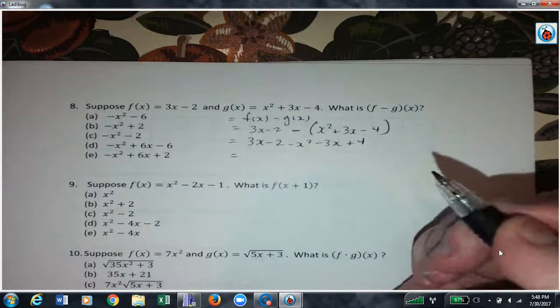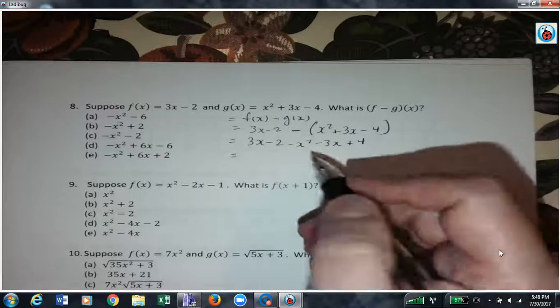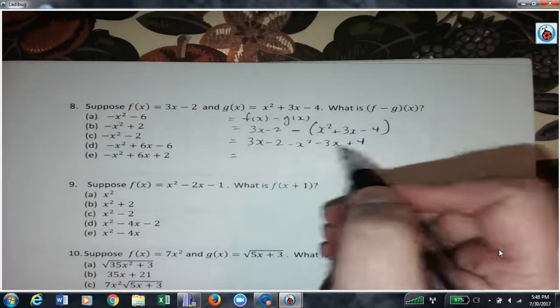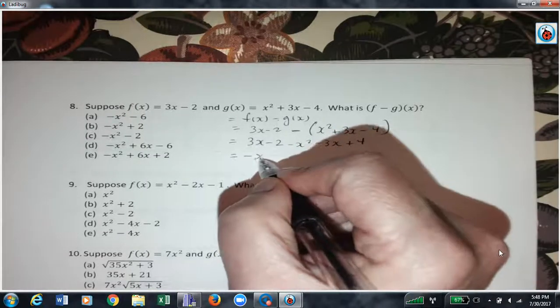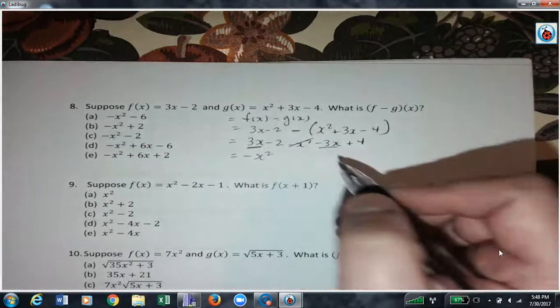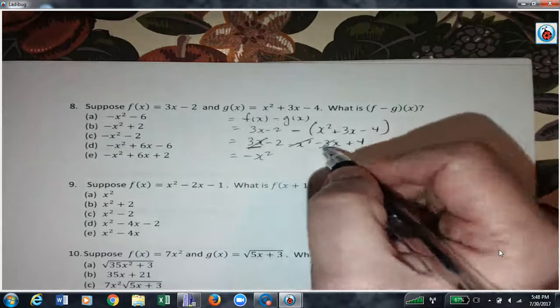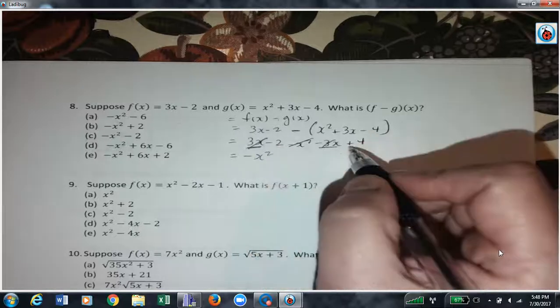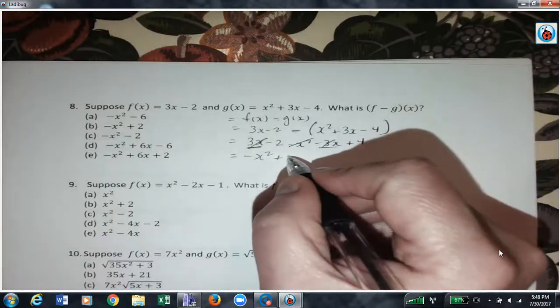Now, I like to write this with the highest powers of x first. So I have an x squared here, but nowhere else. So negative x squared. Then I have a 3x minus 3x. They cancel each other out. Then I have a negative 2 plus 4, which gives me positive 2.